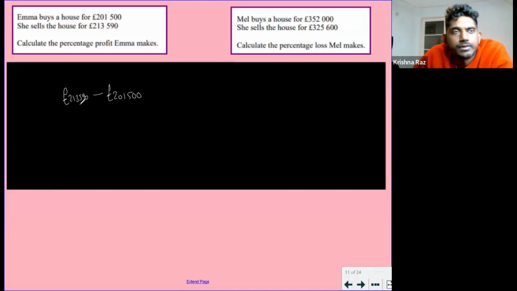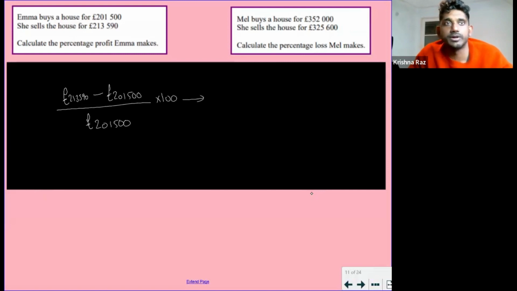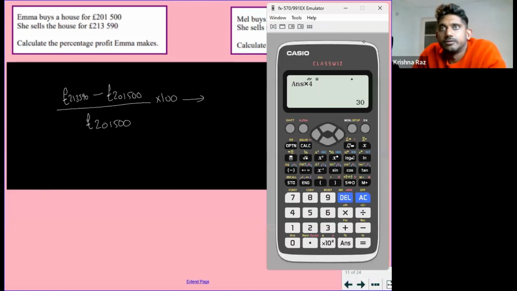So we need to divide the difference by the original amount. And that will give us the profit. Times that by 100. It's very similar to percentage increase that you've seen in one of my other videos. Well, it's pretty much the same, to tell the truth. So what we've got here is, why is it not clear on the screen? All right, there you go. Fraction.